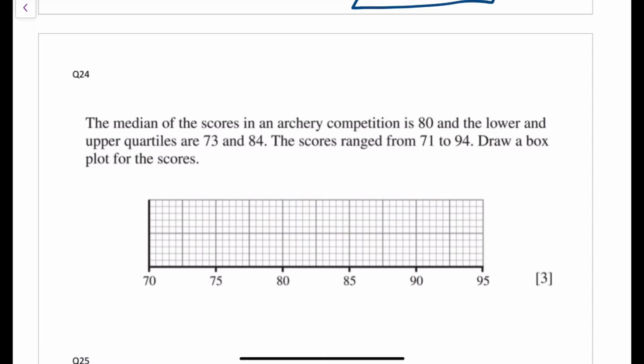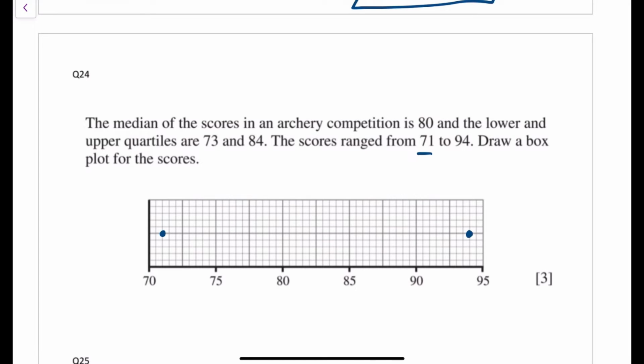So the scores range from 71, so 71 is your lowest value. Put a wee dot where 71 would be. Do it in the middle of the bar so it makes it nice to see. To 94, so 94 would be here. That's for your upper and lower values, just put a dot. For your quartiles, your lower quartile, your median, your upper quartile, you do a straight line.